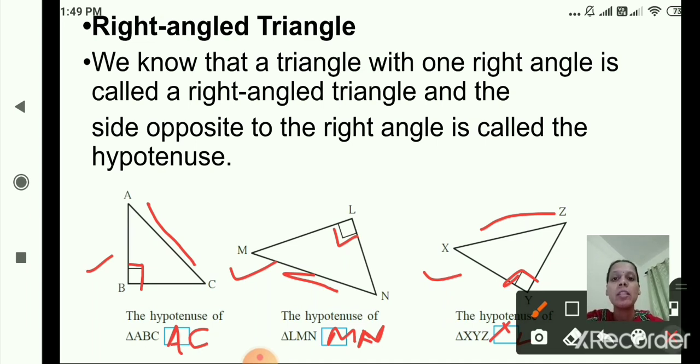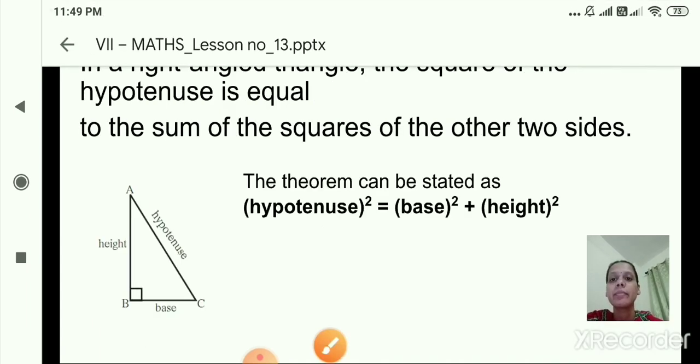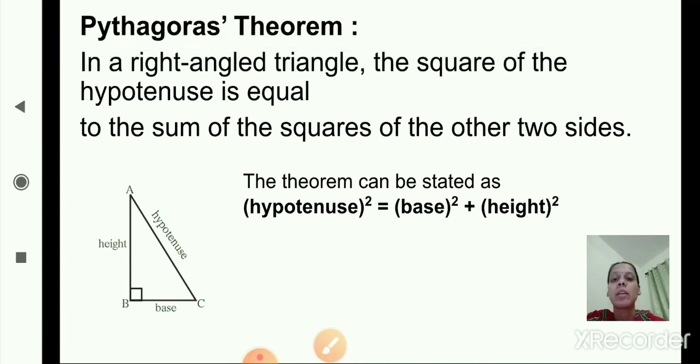Now we'll move to the next, Pythagoras theorem. What is Pythagoras theorem? In a right angle triangle, the square of the hypotenuse is equal to the sum of the squares of the other two sides. The theorem can be stated as hypotenuse square is equal to base square plus height square.